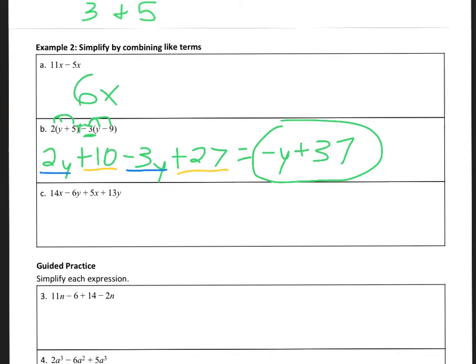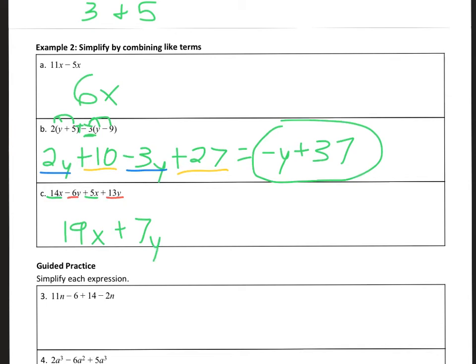Last part of example 2 here. 14x minus 6y plus 5x plus 13y. What happens here? I look for my like terms, and sometimes it helps to underline them or circle them or whatever, but 14x and 5x are like terms. Negative 6y, 13y. Those are like terms. So I'm just going to go through and take 14x plus 5x. That's 19x. And then negative 6y plus 13y. That becomes positive, so plus 7y.